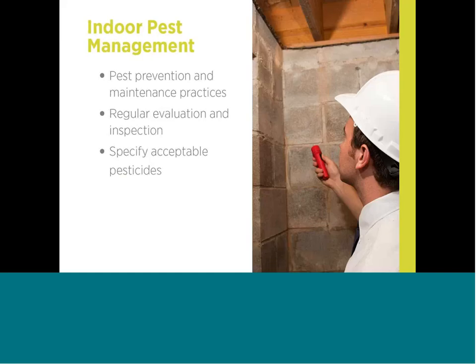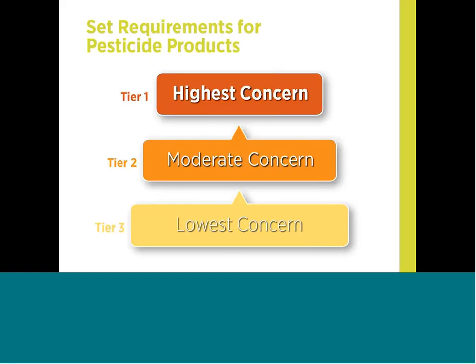The program should also include an outdoor integrated pest management, or IPM policy, that focuses on preventing pests and cuts down on the use of pesticides in the schoolyard. Ensure that the school has a pest contractor regularly scheduled to conduct inspections. The plan can set requirements for pesticide products, such as a requirement to meet San Francisco's Tier 3 pesticide rating.